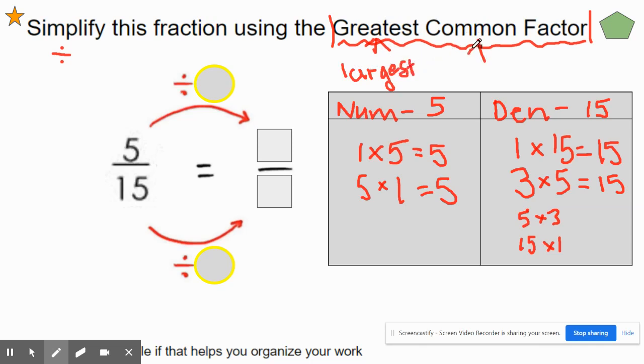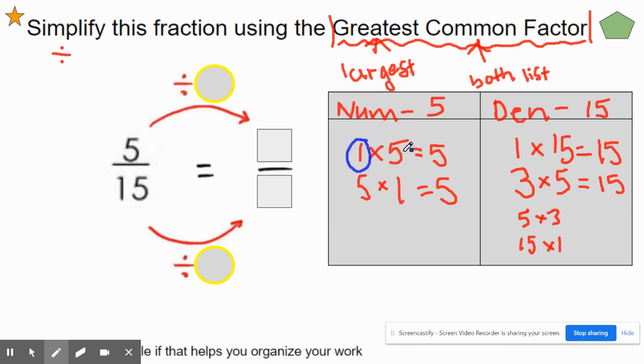And common means that it's on both lists, okay? So let's find our greatest common factor. First, I'm just going to circle the numbers that show up on both lists. So on both lists, do I see 1? Yes, I see 1.